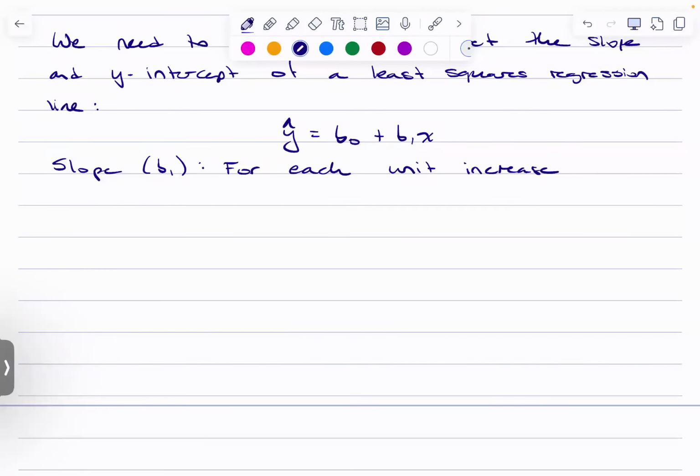You'll never forget it. If you write a whole song about it, you'll never forget it. For each unit increase in x, we expect, I know, so boring, b1, right, which is the slope, unit increase in y hat, which is the predicted value of y. Right.